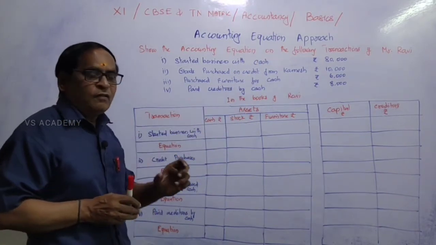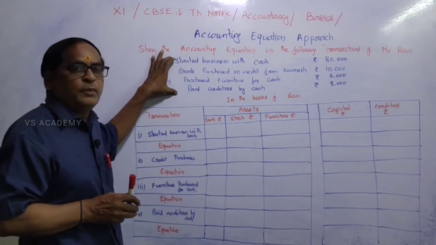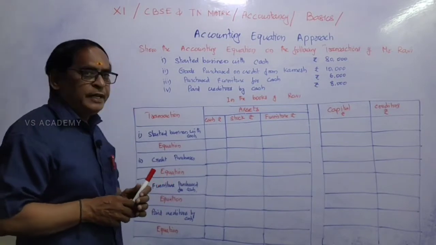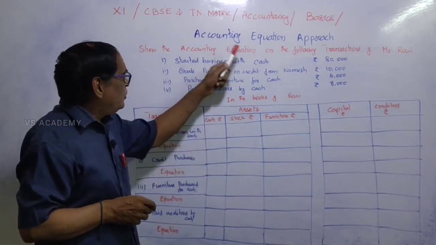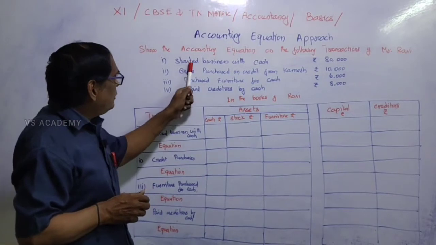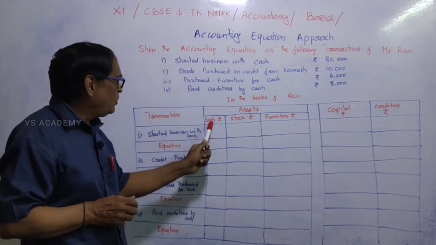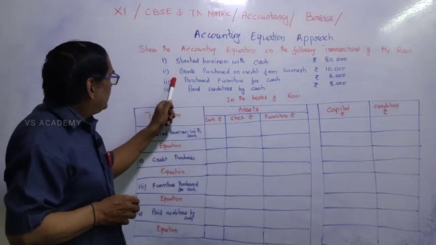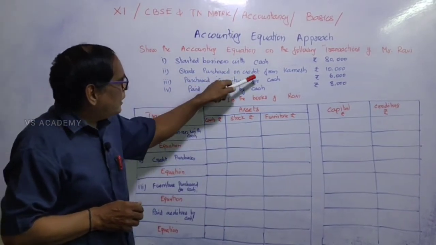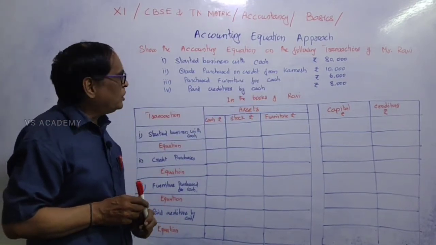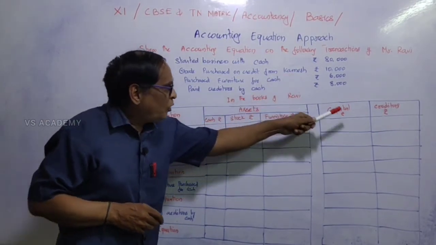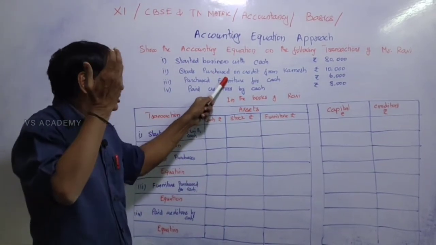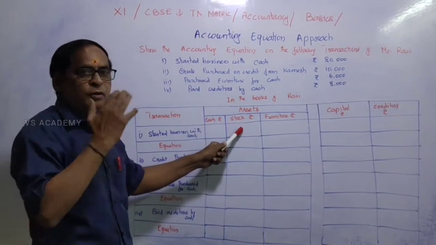First of all, you have to find out what headings are given in the question paper. Accordingly, you have to draw the diagram. So how many headings do you need in the books of Ravi? You can write it first. Started business with cash means cash account and then capital account. So two columns we need. Then transaction 2, goods purchased on credit from Kamesh, rupees 10,000. Kamesh is a creditor, so one column for creditor. Goods purchased means stock increased, so one column for stock we have to prepare.